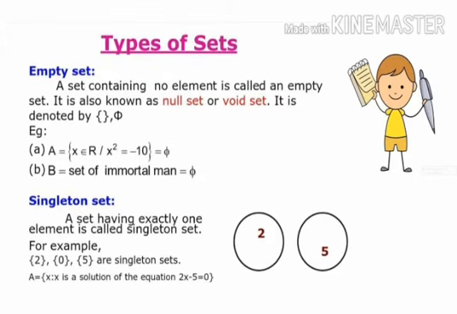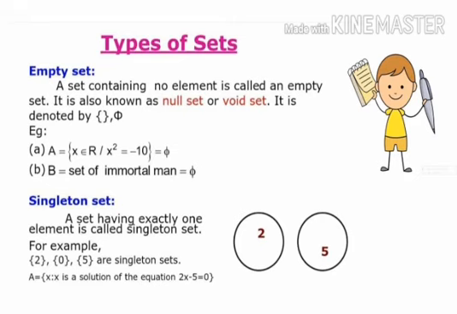A set A equal to {x belongs to R, real numbers, and x square equal to minus 10}. If we square a number, we'll get a positive number. There is no chance of getting a negative number, so this kind of number will not be available in this set. Therefore it is equal to phi. The next one, B equal to the set of immortal men. Here all men are mortal. There is no man on the earth who is called immortal.